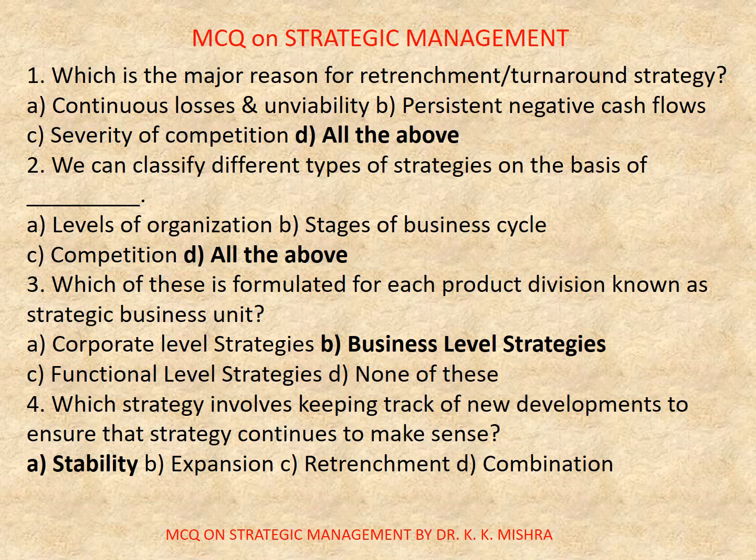Question number 3. Which of these is formulated for each product division known as strategic business unit? A. Corporate level strategies. B. Business level strategies. C. Functional level strategies. D. None of these. Correct option is B. Business level strategies.